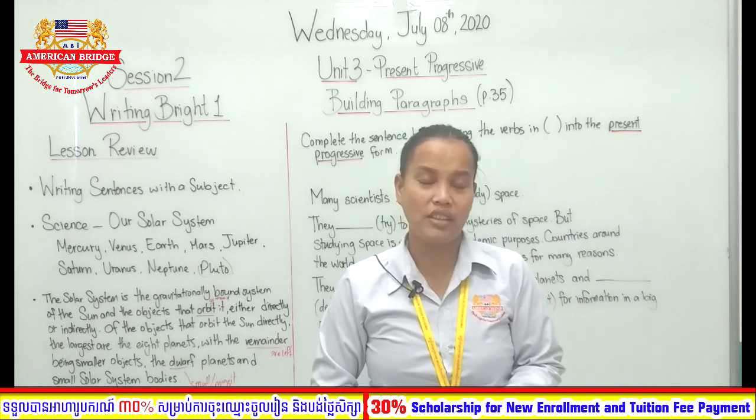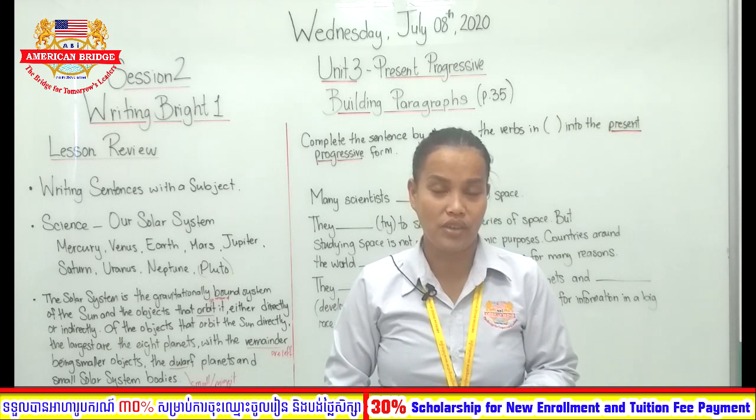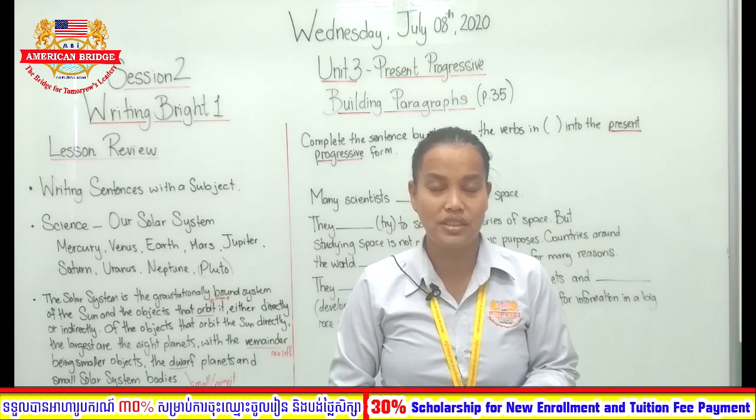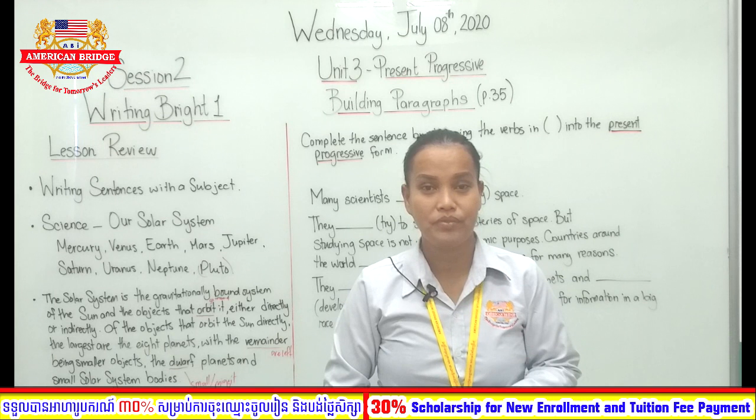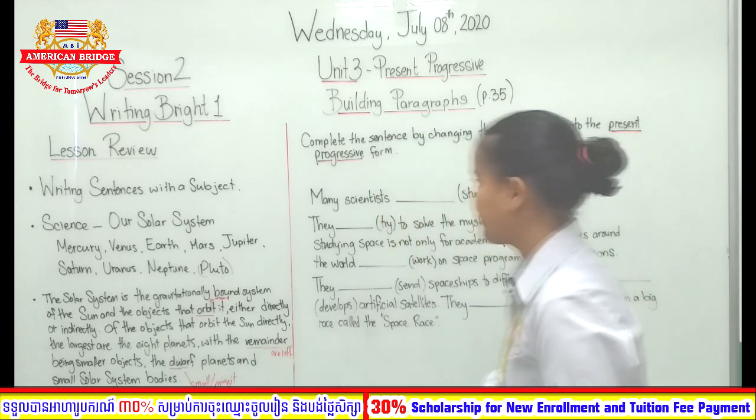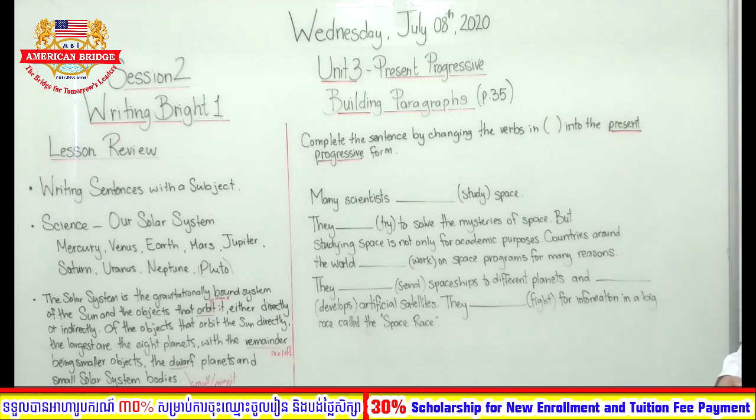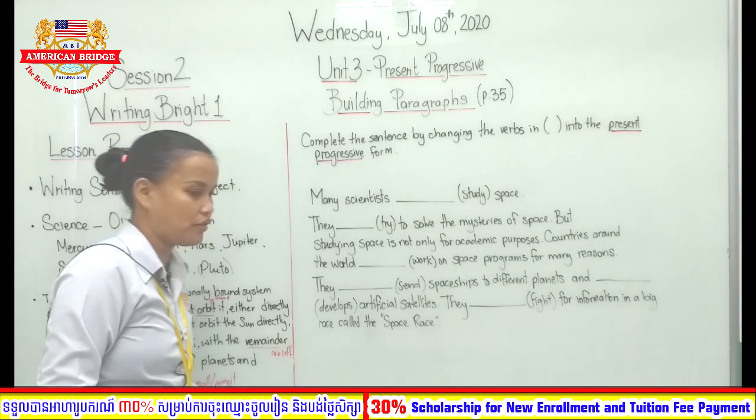How many days are there in a year? There are 365 days in a year, right? So every year, it takes 365 days for the Earth to orbit the sun, correct? Good. Now for today's class, we are continuing with Unit 3, Present Progressive. Building paragraph.